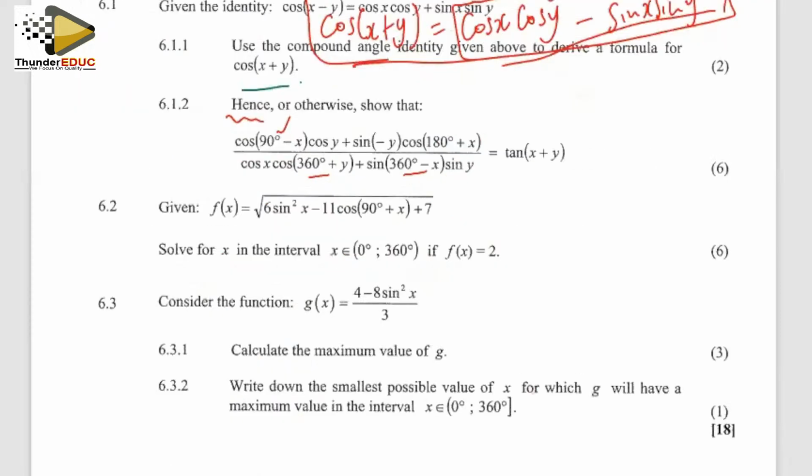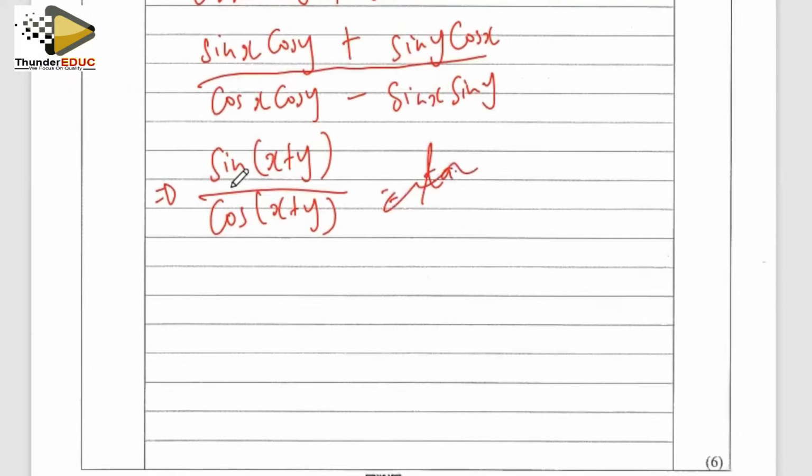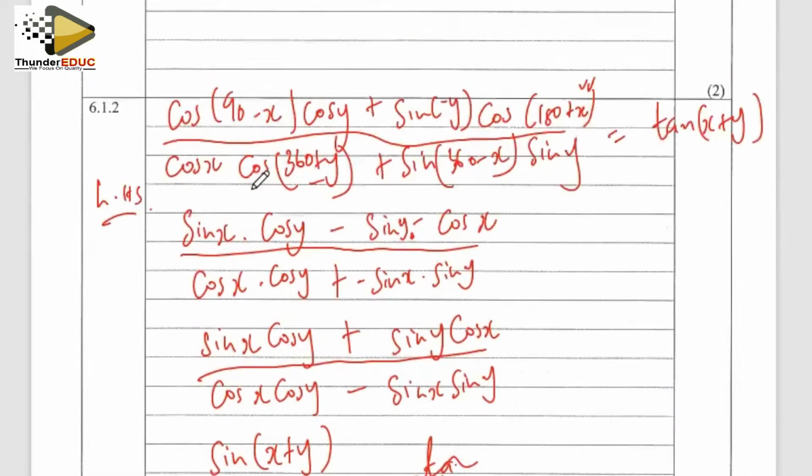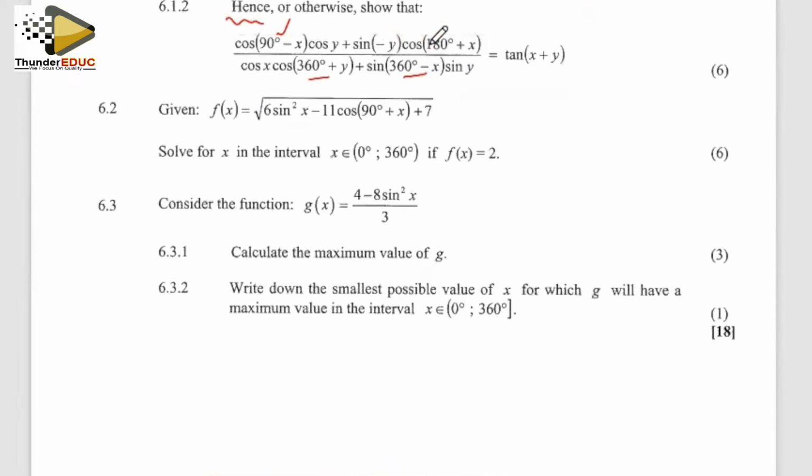But previously we said, okay, that's what we did actually from there, back here. All right, perfect. But we know that our sine over cos must give us the tan. Okay, identity of sine over cos, that must give us the tan of x plus y, which is equal to the right-hand side. All right, so that is how 6.1.2 would have been approached.